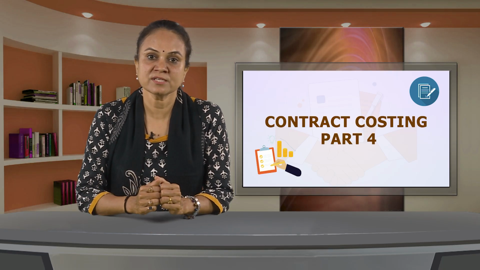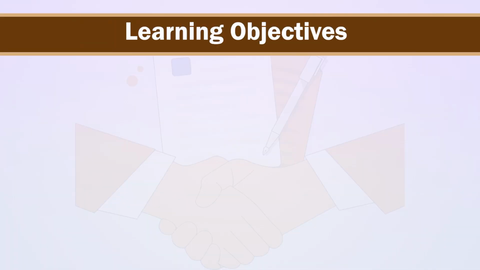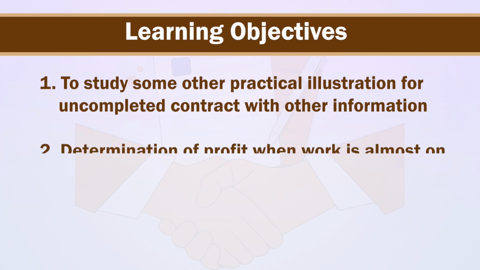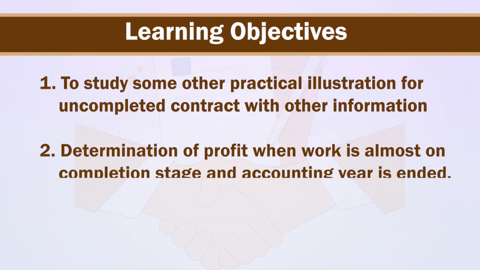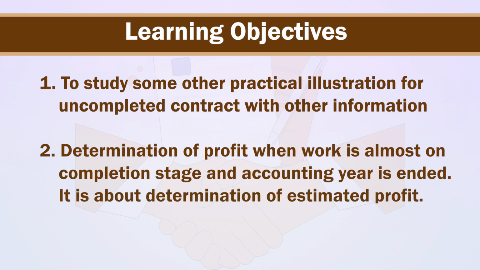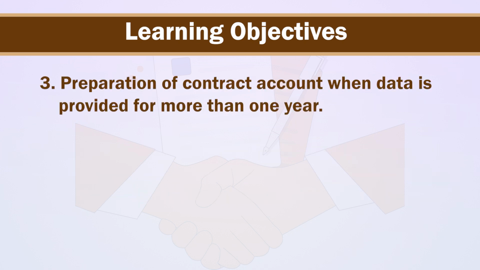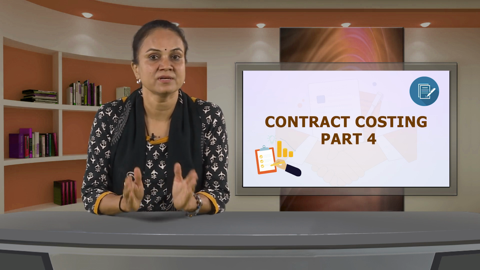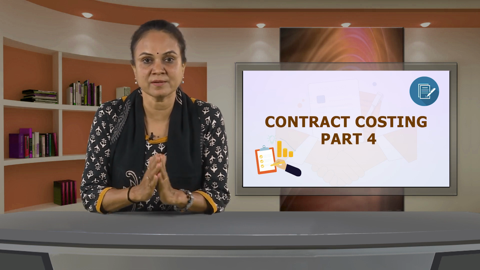In continuation with the previous part 3, the learning objectives of this part are: number 1, to study some other practical illustration for uncompleted contract with other information. Number 2, determination of profit when work is almost on completion stage and accounting year is ended, that is, determination of estimated profit. Number 3, preparation of contract account when data is provided for more than 1 year. Let's understand some other practical illustration with other information where work is completed at reasonable level.